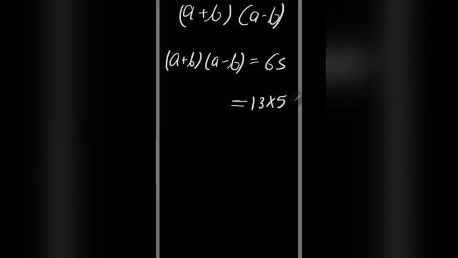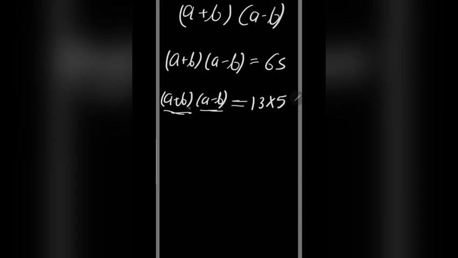So 65 has a factor here: 13 times 5 is 65. I just write it, and the two factors will be written the same way: a plus b and a minus b. Now think about this: if you multiply a plus b by a minus b, the result is 13 multiplied by 5.